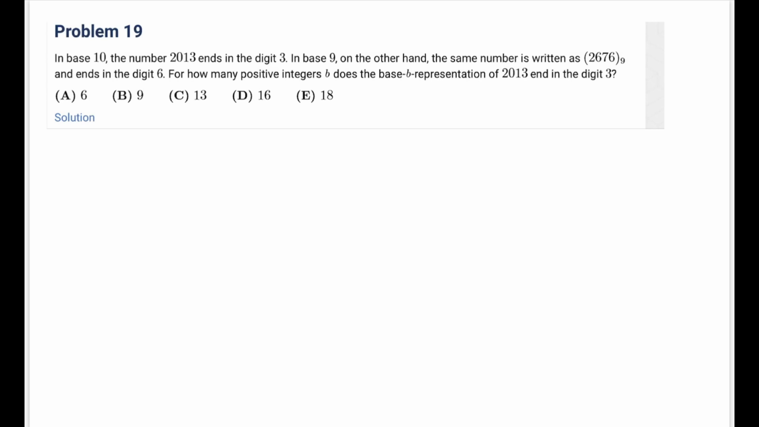Okay, since the base b representation ends in 3, this means that b is greater than 3. And if the base b representation is ending in the digit 3, then that would mean that 2013 minus 3 would be divisible by b, right? And this is 2010, right?